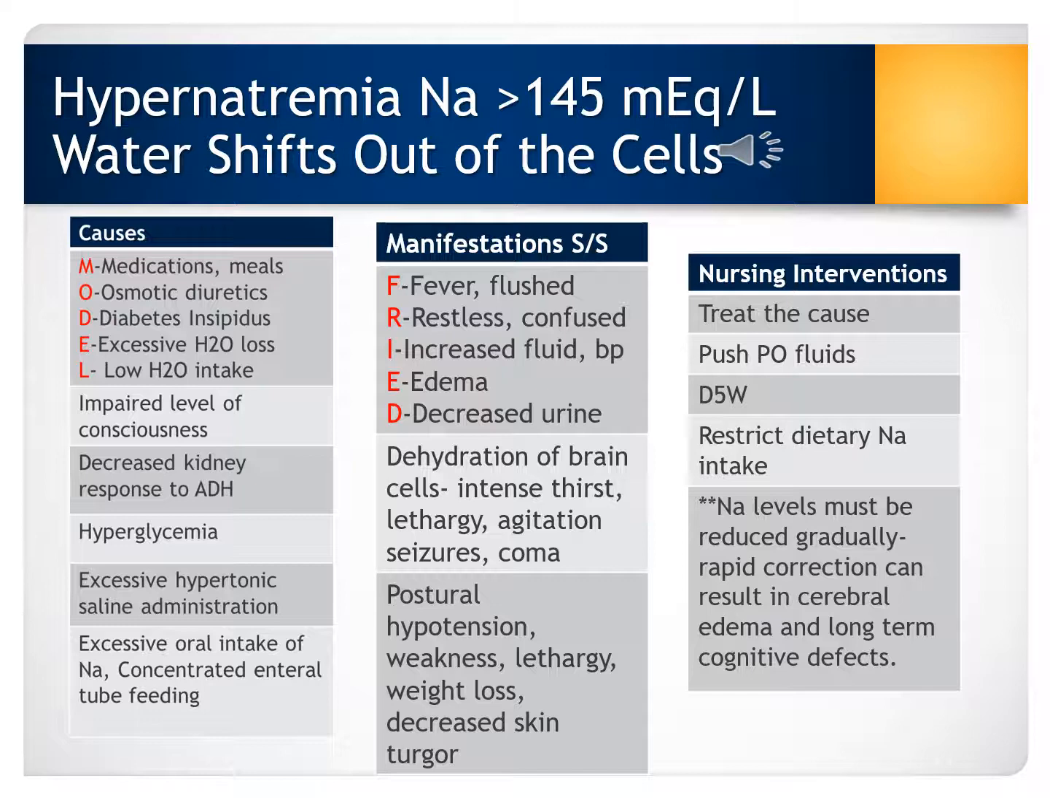So in order to treat the imbalance of hypernatremia, if we know the cause, we want to treat the cause first. Otherwise, we can push fluids. We can start an infusion of D5W. We may restrict their dietary sodium intake, but what is important to remember is that the sodium levels must be reduced gradually. If we decrease the sodium levels too quickly, it can result in cerebral edema and can have long-term cognitive deficits for your patient.